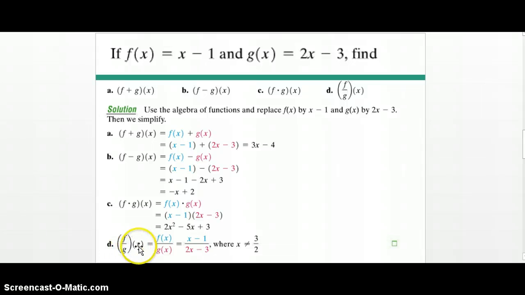f over g of x equal to f of x over g of x. f of x is x minus 1 over g of x is 2x minus 3, where x is not equal to 3 by 2. If you plug in 3 by 2 here, it becomes 0. So any number over 0 is undefined. So x should not be equal to 3 by 2.